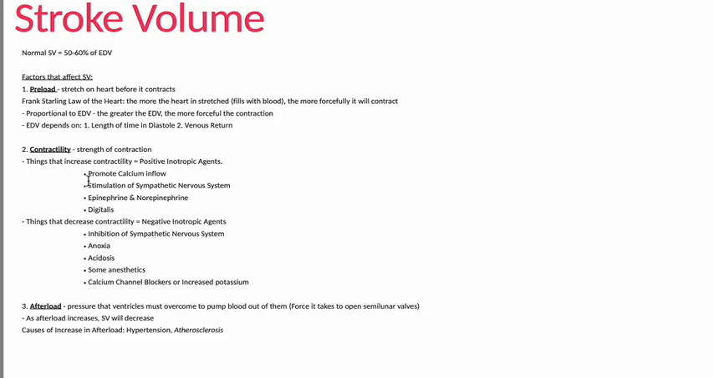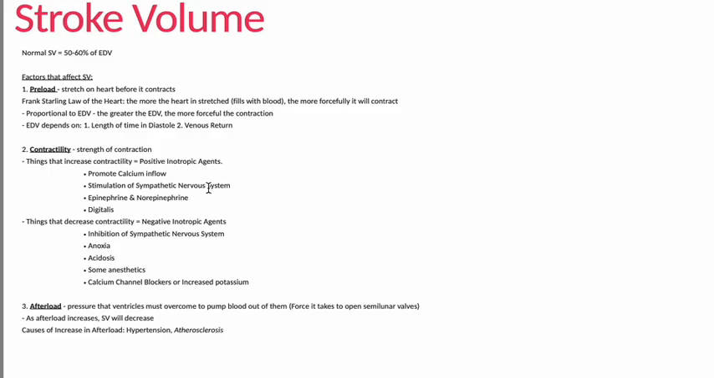The second factor that affects stroke volume is contractility. We can have things that increase contractility, which we call positive inotropic agents. We also have things that decrease contractility. These are negative inotropic agents. Things that increase contractility in the heart include getting calcium to the heart. We said calcium was responsible for the plateau phase of our action potential. So the more calcium we have available, the longer we're going to have that phase, and the stronger we're going to be able to stimulate that muscle cell to contract.